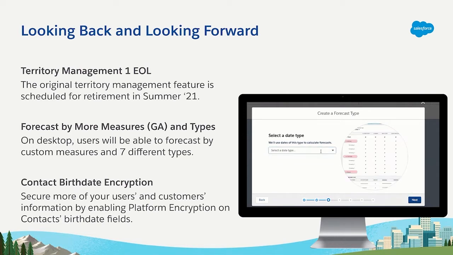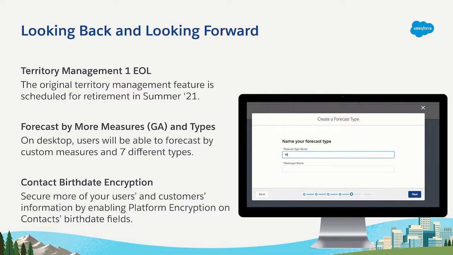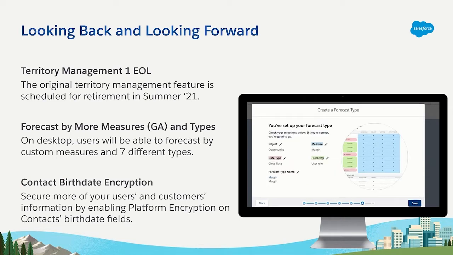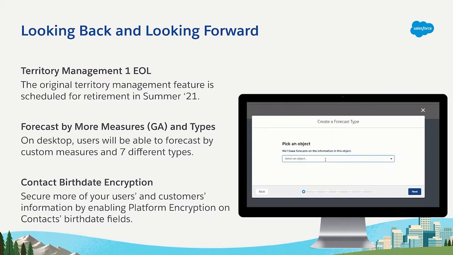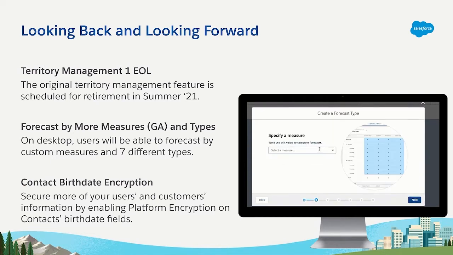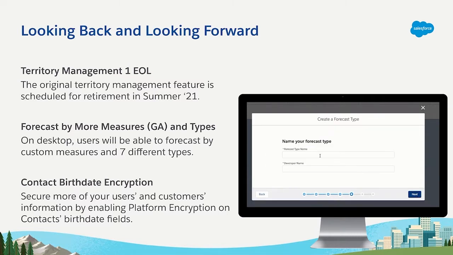In addition, we'll be expanding forecasting types to allow for 7 different types, allowing you to forecast by types like product family or territory. We're also working on making your data and the data of your customers more secure all the time. Currently, Shield platform encryption is available for some personal identifying information fields, like first and last name, email, and phone. In upcoming releases, we'll be adding birth date to the mix and giving your orgs more flexibility than ever.